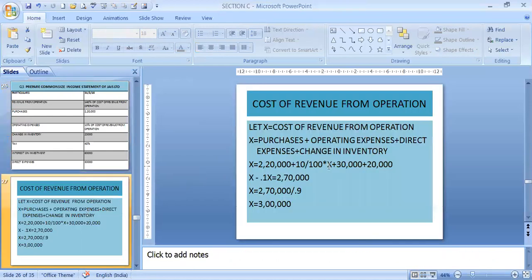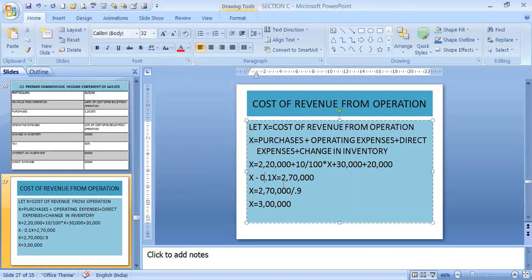So when we are finding out, we got the X value as 3 lakhs. We have just solved it by doing one simple equation. So our value came 3 lakhs. 3 lakhs is our cost of revenue from operation. Either we can take in our sum purchase, operating expense, direct expense, and change in inventory, or we can simply take only cost of revenue from operation. Both the ways it is correct.